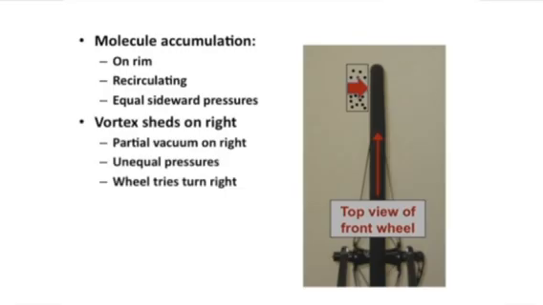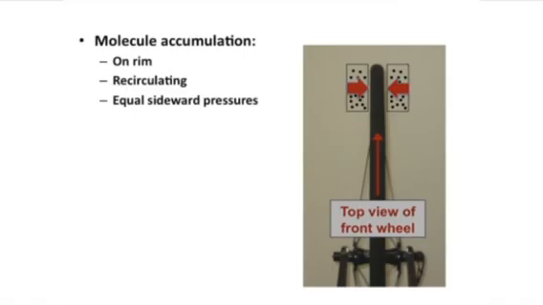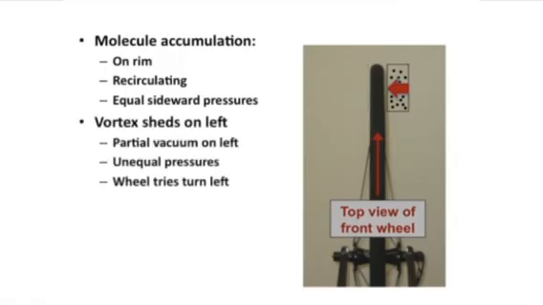Now what happens is the vortex sheds on the right side of the rim. As the vortex sheds on the right side of the rim, we get a partial vacuum on the right side of the rim, and that creates unequal pressures, and the wheel wants to turn to the right. Now a minute later, we see a similar situation. Equal pressures on both sides, the same amount of vortex, same recirculation patterns on both sides, but this time the vortex on the left sheds, and once again we get a partial vacuum on the left, unequal pressures, and the wheel wants to turn to the left. This periodic loading and shedding of air recirculation currents is what leads to buffeting.